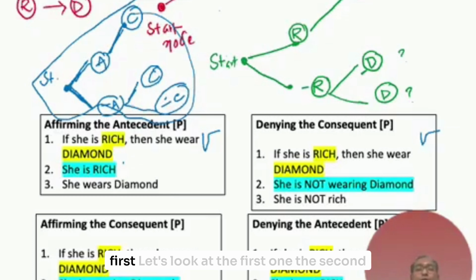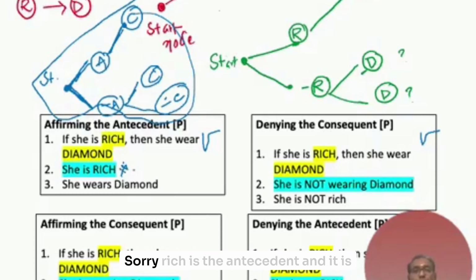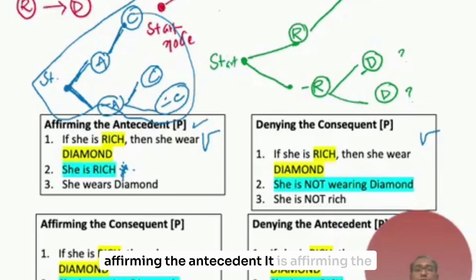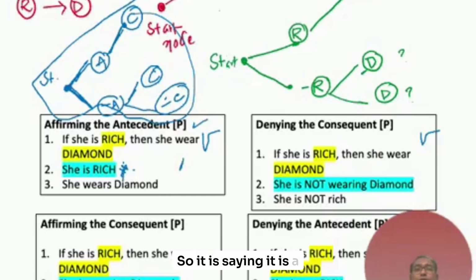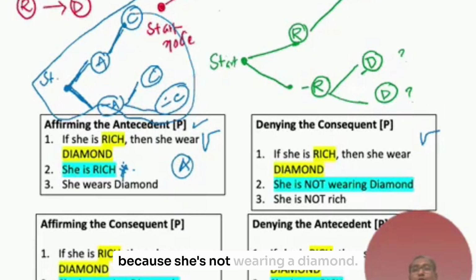So first, let's look at the first one. The second premise says that she is rich. Rich is the antecedent, and it is affirming the antecedent. Denying the consequent is the second one, because she is not wearing a diamond.